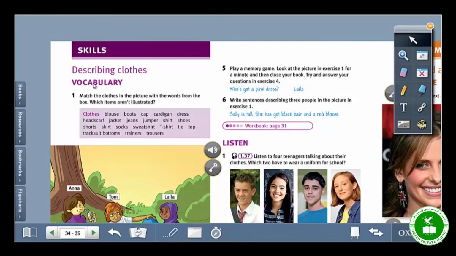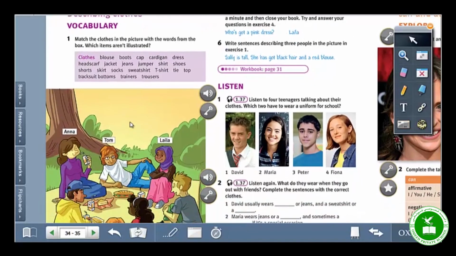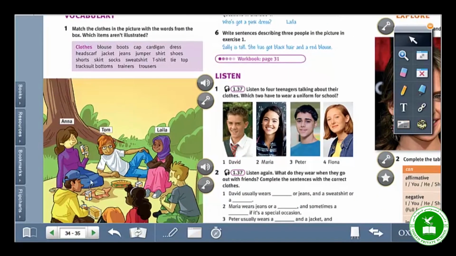Okay, clothes. Vocabulary. Vocabulary means we are going to learn some words. Match the clothes in the picture. Okay, in this picture, we see a lot of clothes. Match the clothes in the picture with the words from the box. In this box, we have a lot of words. So we have to match these words with these clothes. Which items aren't illustrated? It means which items are not explained. Okay? Which items are not described?